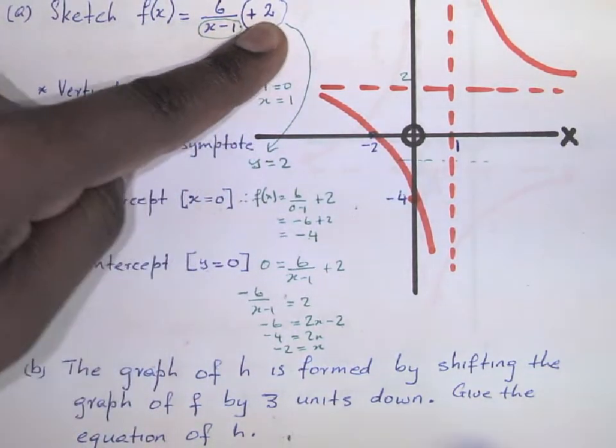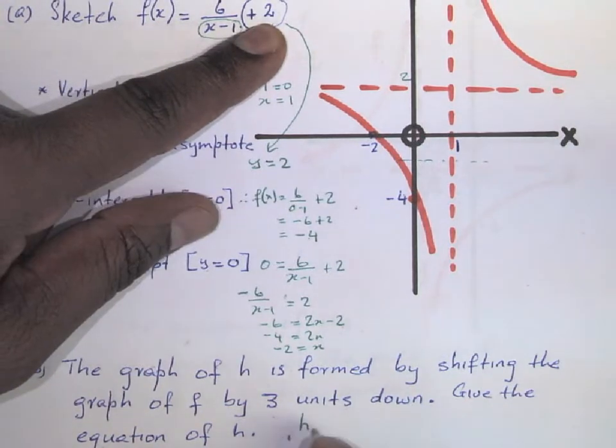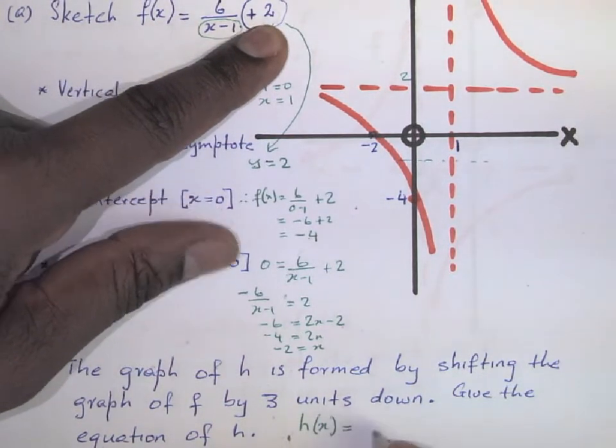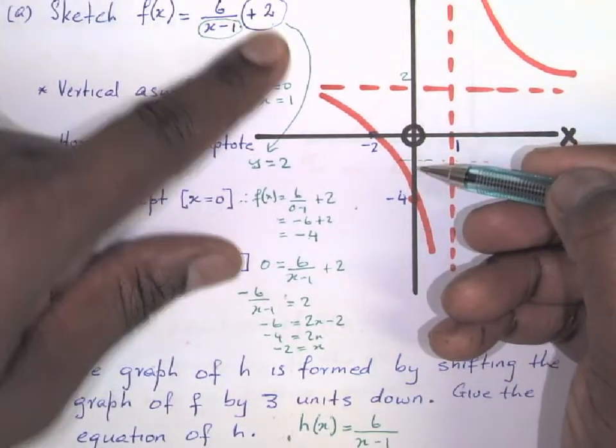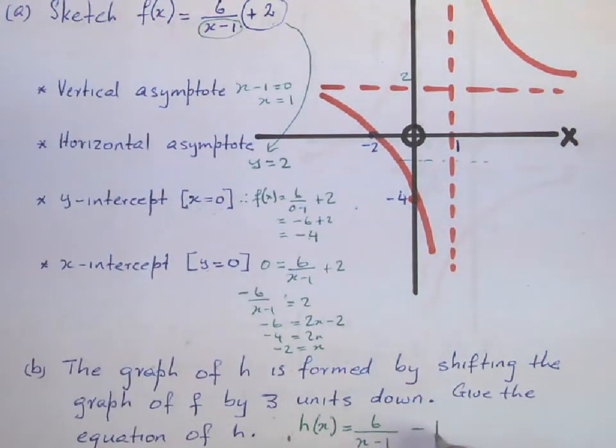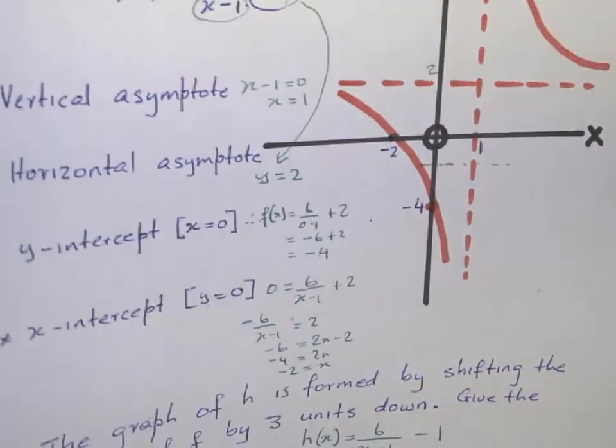Therefore, the equation of h now will be h of x equals 6 over x minus 1, then we said shift it to minus 1 there. I put minus 1. That's the new equation. Let's look at another example.